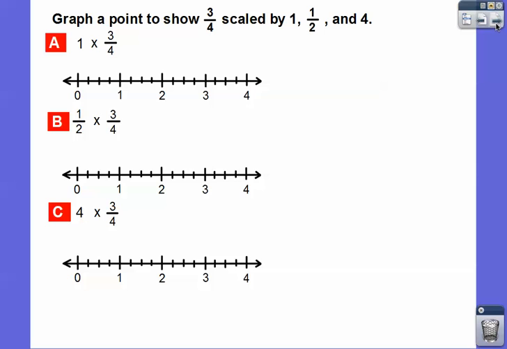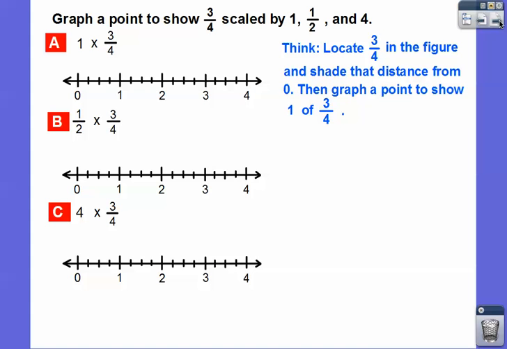Okay, so here are our number lines. We're going to do 1 times 3/4 on this number line, 1/2 times 3/4 on this number line, and 4 times 3/4 on this number line. For the first part, think about locating 3/4 in the figure right here.